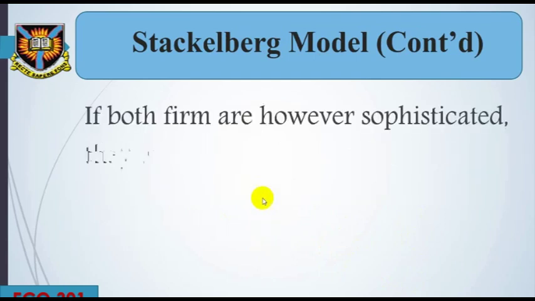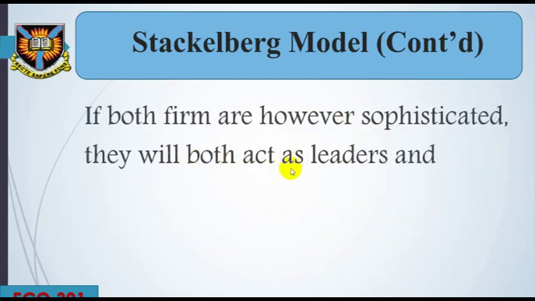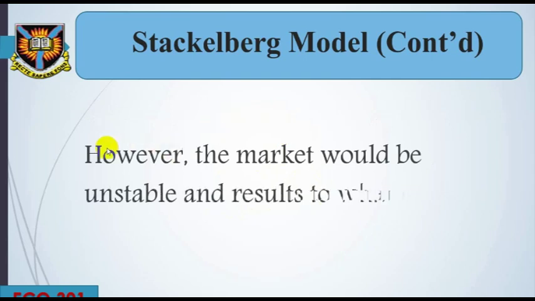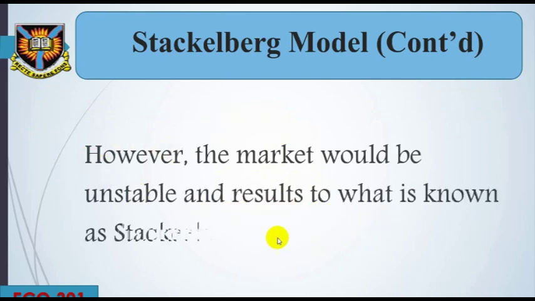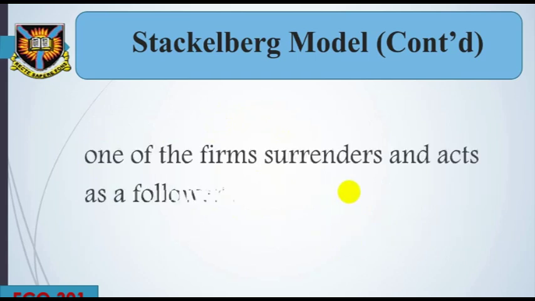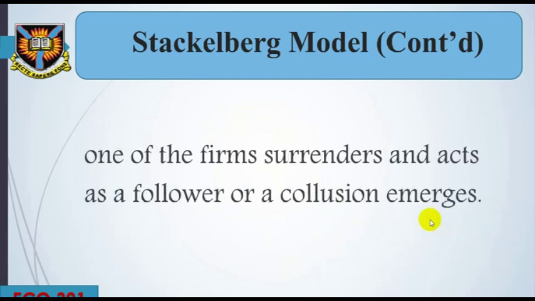If both firms are, however, sophisticated, they will both act as leaders and collect higher profits. However, the market would be unstable and result in what is known as Stackelberg's disequilibrium until one of the firms surrenders and acts as a follower or a collusion emerges.